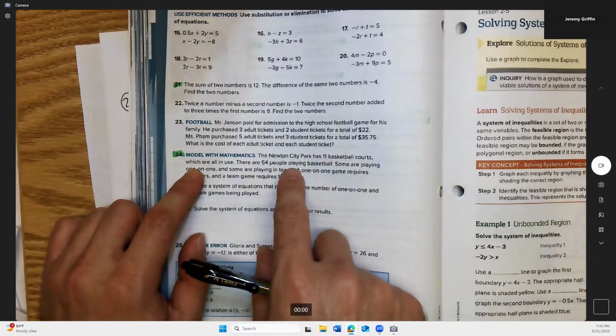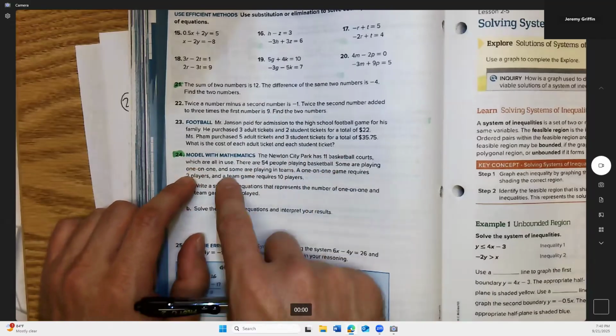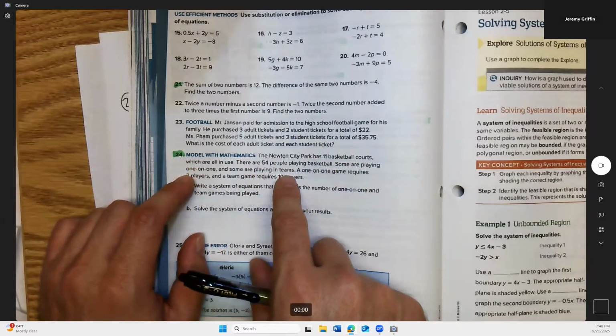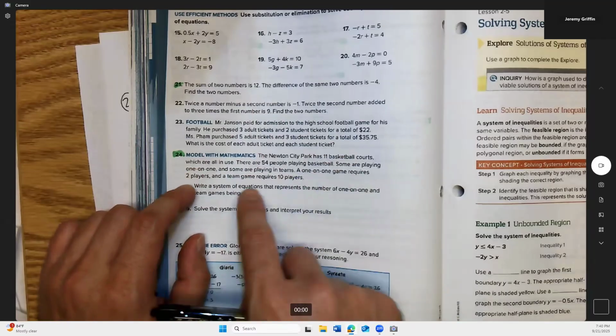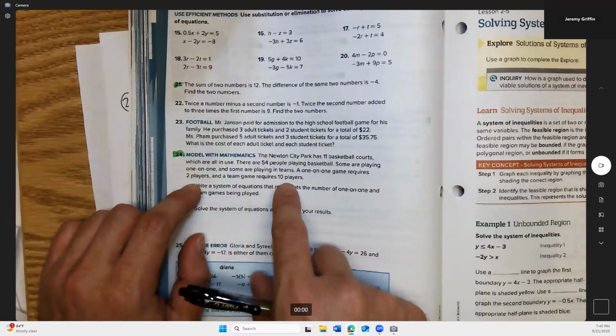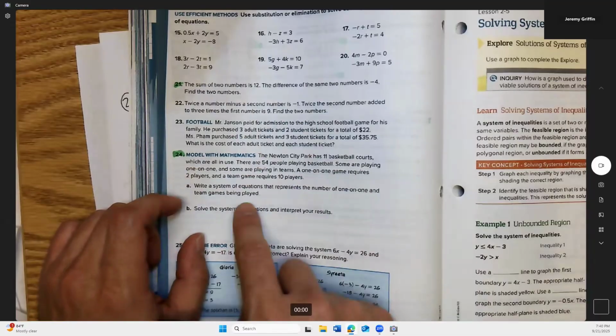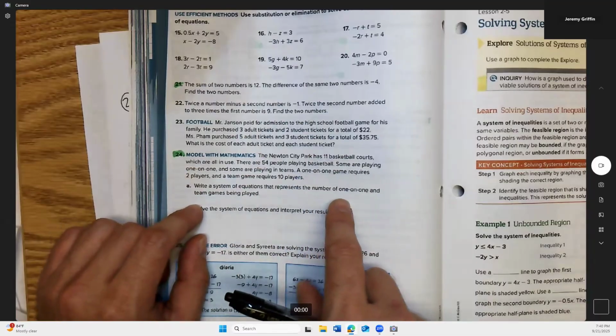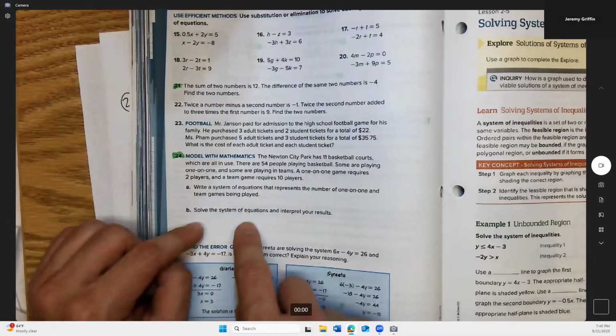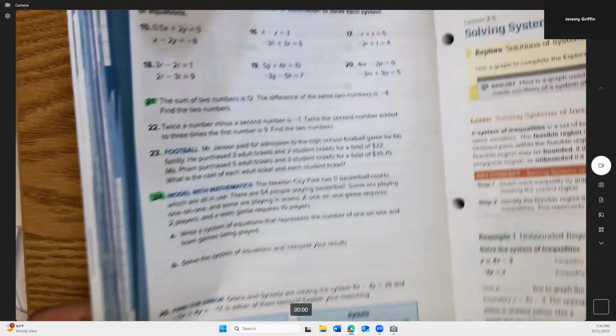There are 54 people playing basketball. Some are playing one-on-one and some are playing in teams. A one-on-one game requires 2 players, and a team game requires 10 players. Write a system of equations that represents the number of one-on-one and team games being played, solve the system, and interpret your results. All right.